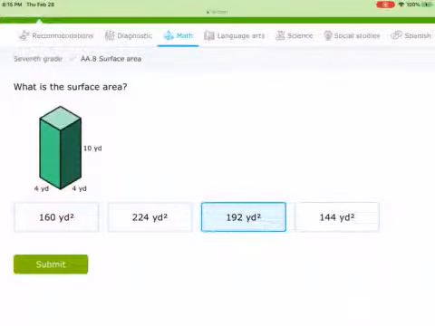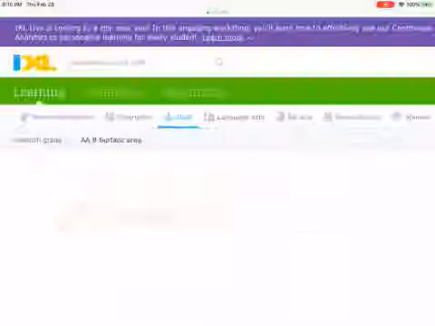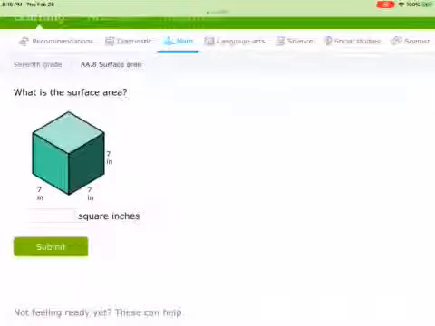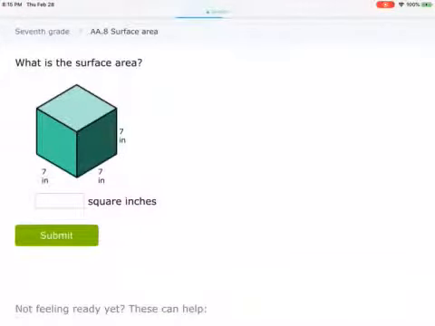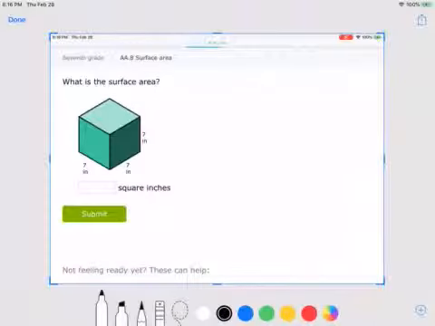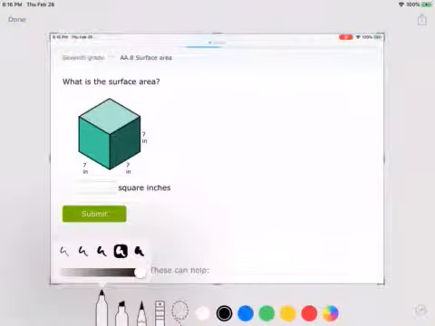Now notice again for a second, this is squared, yards to the 2, because this is area, and area is always to the 2. So we'll go there. I always get nervous when we get it wrong. So this one, there's a couple different ways to do it. If it's a cube, there's a couple shortcuts. So I'll give you the long way real quick.